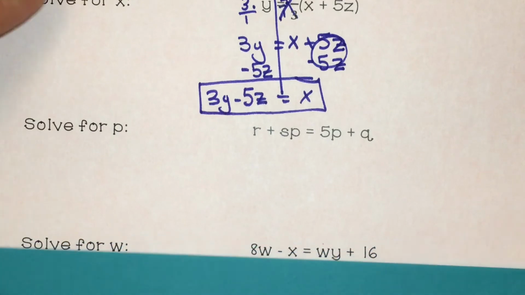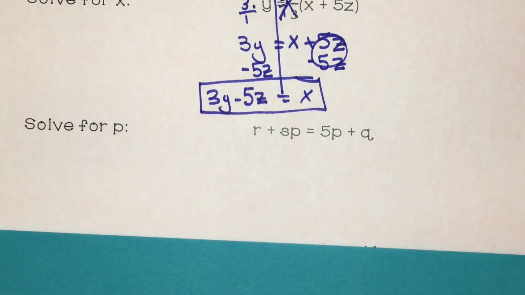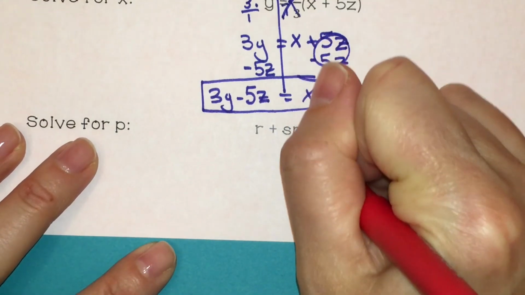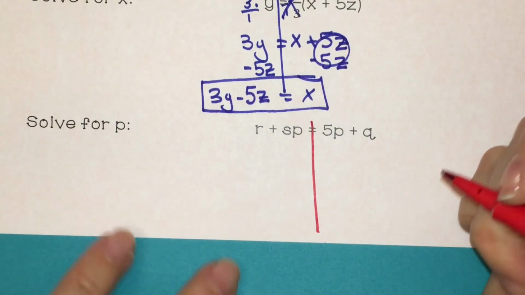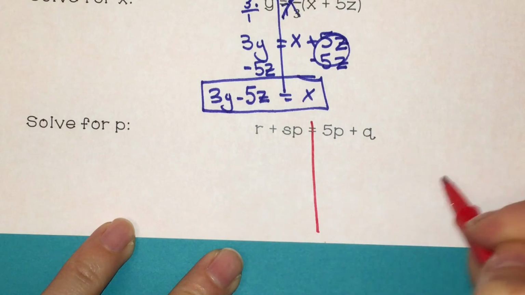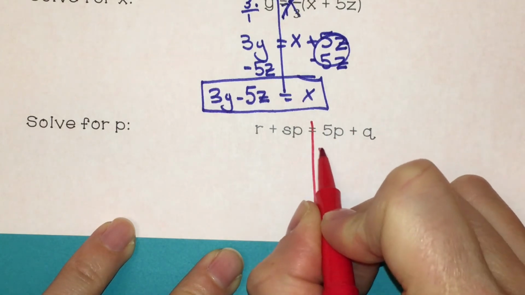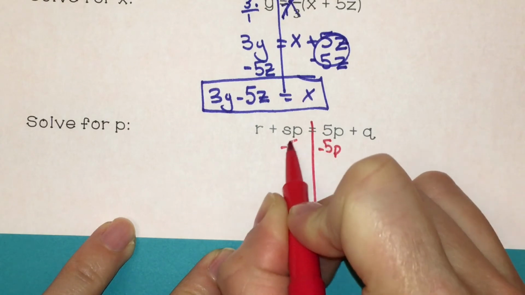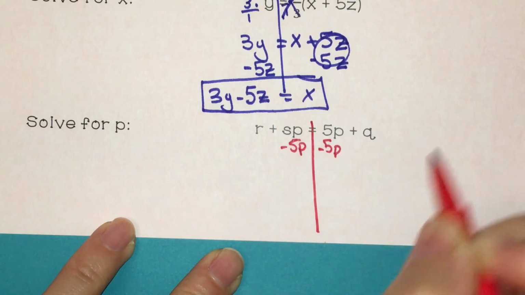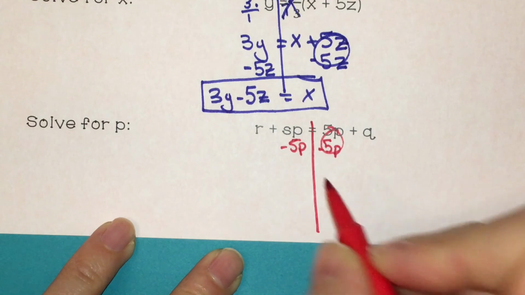All right, solving for p. This one we have to get the terms with p to the same side. You get them both on the left. Honestly, you get the same answer if you moved them both to the right. So I'm just going to subtract 5p from both sides. So my two terms with p are together. 5p minus 5p is 0.